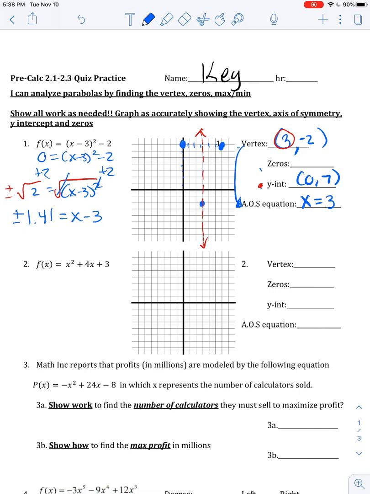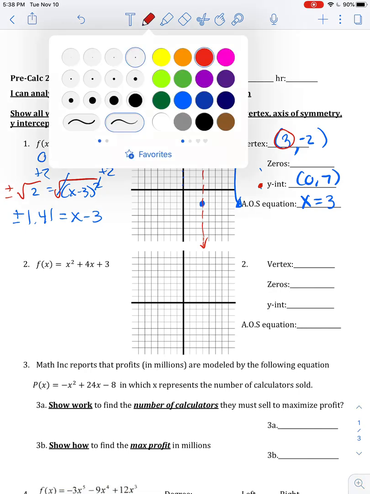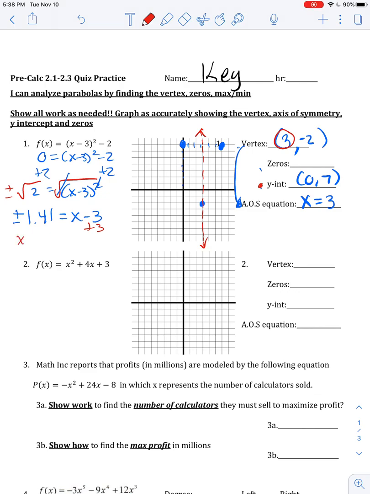So at this point, I have two options. I have positive and negative 1.41 equaling x minus 3. But I have to go in here and add 3 to get rid of it. So x is going to either equal 1.41 plus that 3, or the second option is negative 1.41 plus that 3. So if I do that addition in the first one, I'll get 4.41 as one of my zeros, which is a place that it'll cross the x. And then the other one, I'm getting 1.59. Okay.